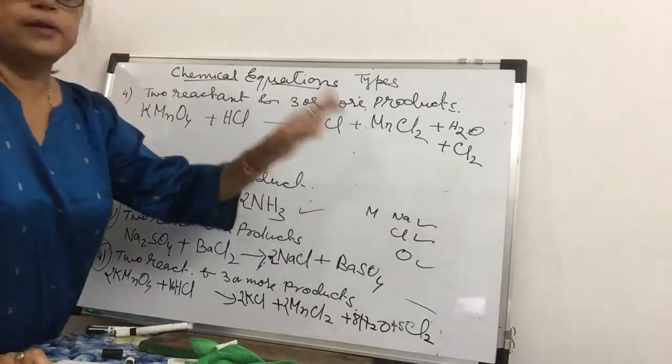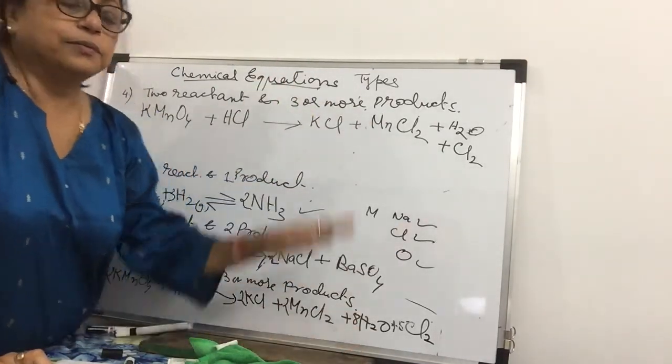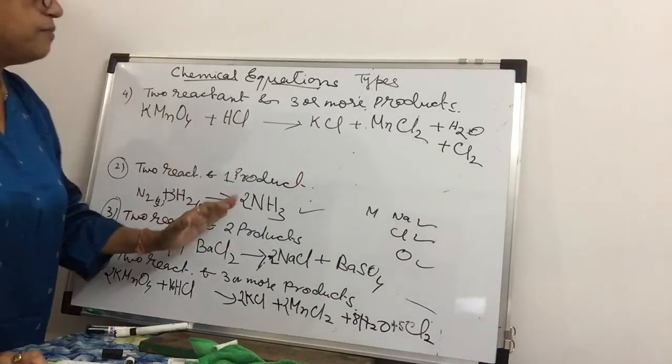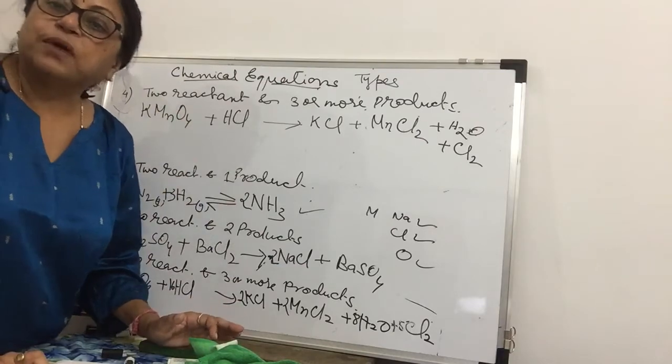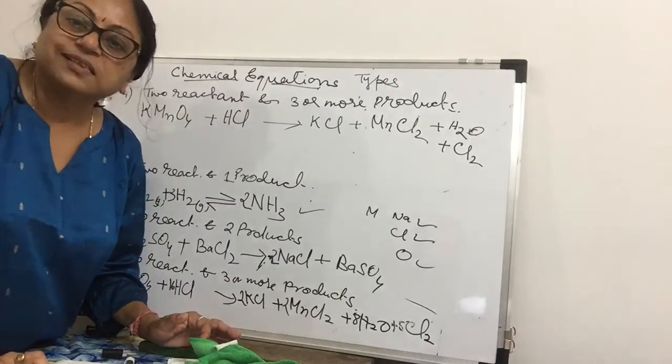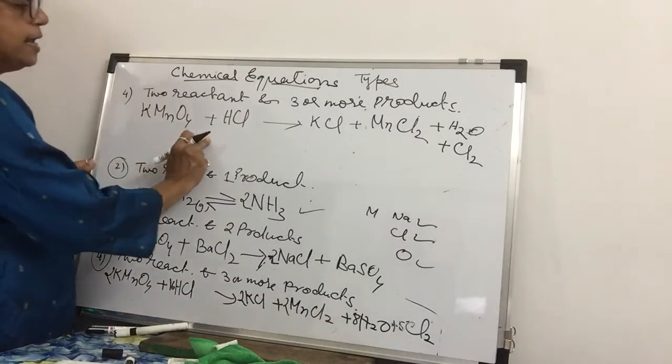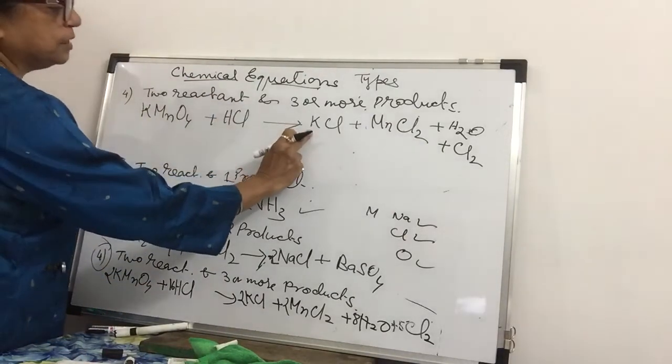Now here we will not talk about all these things. We are just doing how the products are formed, what type of products are formed from what type of reactants, and how we balance them. Now here in KMnO4, potassium is 1, potassium is 1, clear.